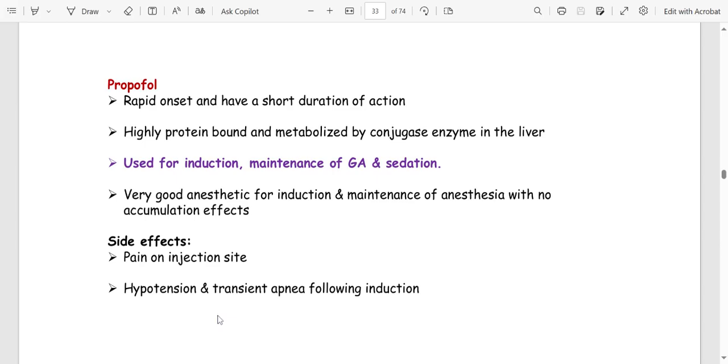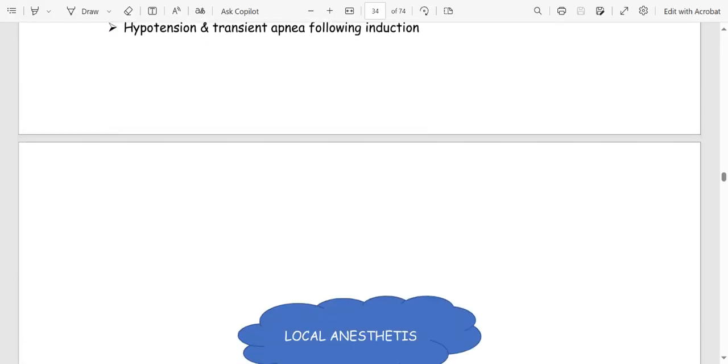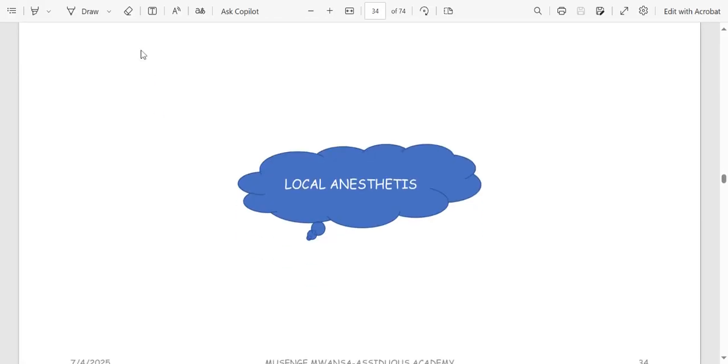If something is highly protein bound, it means that if the majority of it is bound, let's say, for example, in liver disease where you don't have enough protein, this one is going to accumulate, so you have to adjust the dose. So, that is it on the general anesthetics.